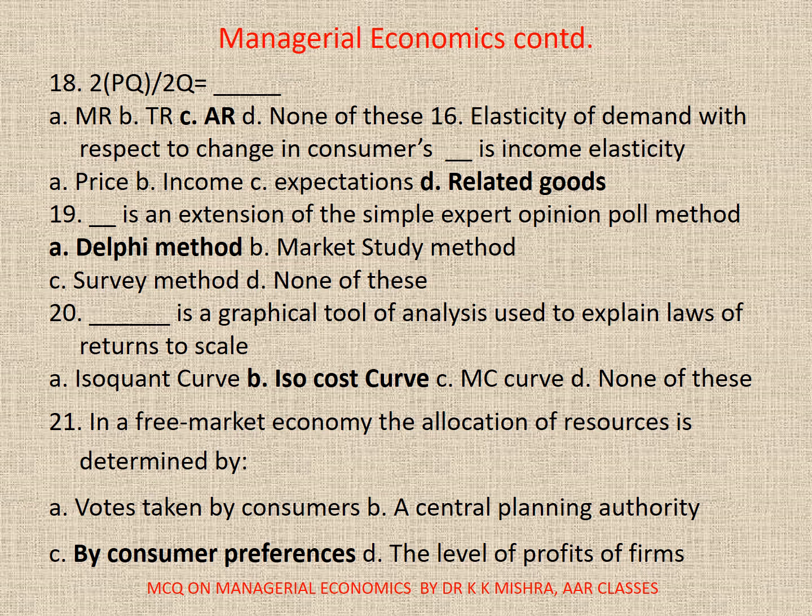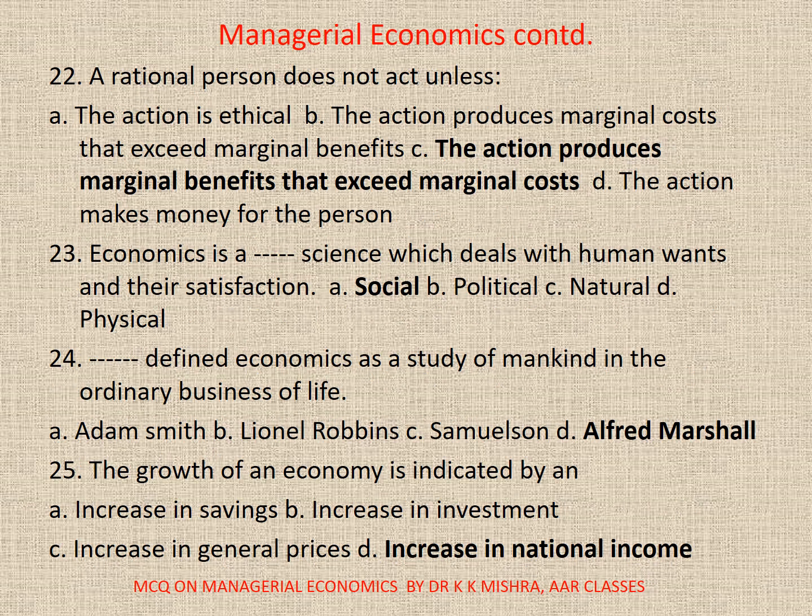21. In a free market economy, the allocation of resources is determined by A. votes taken by consumers, B. a central planning authority, C. consumer preferences, or D. the level of profits of firms. Correct option is C, consumer preferences. 22. A rational person does not act unless the action produces marginal benefits that exceed marginal costs. The correct option is C.